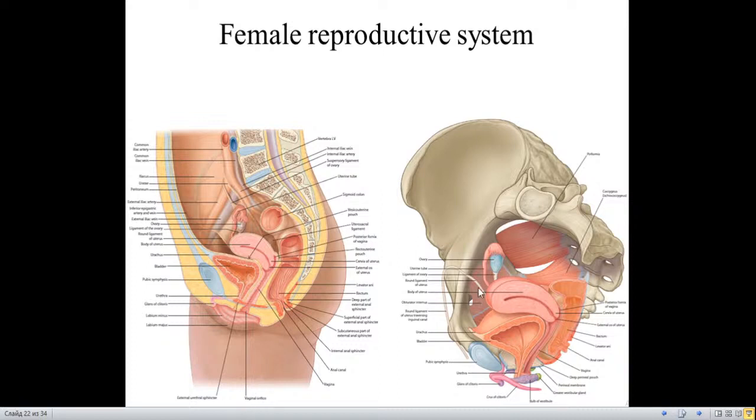So let's name the internal ones. They are ovary, uterine tube, uterus, and vagina. And many external female genital organs. They are mons pubis, labia majora, labia minora, hymen, clitoris. Then also we can see bulb of vestibule, greater and lesser vestibular glands. All of them are external female genital organs.